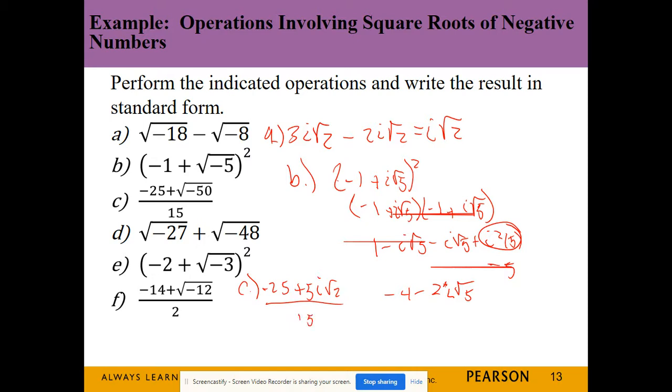We can simplify this fraction further because I can divide out of -25, 5i root 2, and 15 you can divide a 5 away. So it's just like simplifying a regular fraction. You end up with -5 plus i root 2 over 3. I'm going to leave D, E, and F for you to try on your own.